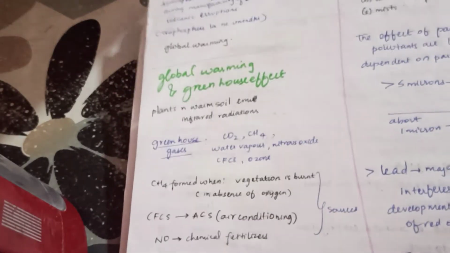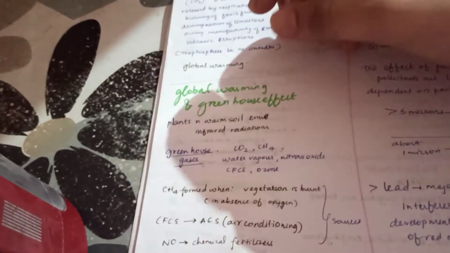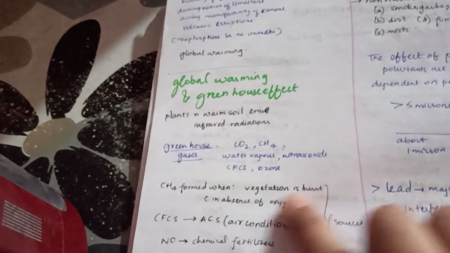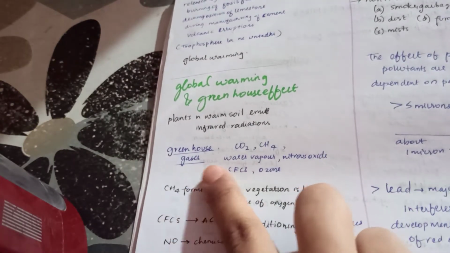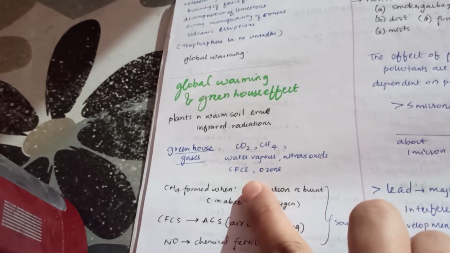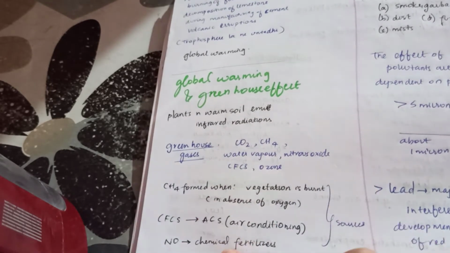So we came to the actual one. This is very important for the chapter. In the chapter, plants and warm soil emit infrared radiations. Greenhouse gases: CO2, CH4, water vapor, nitrous oxide, CFCs, ozone. These are all greenhouse gases.